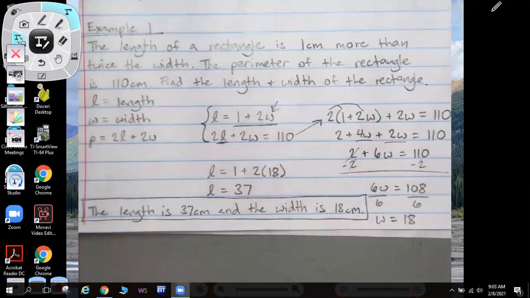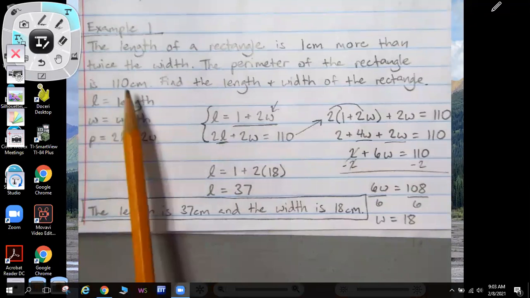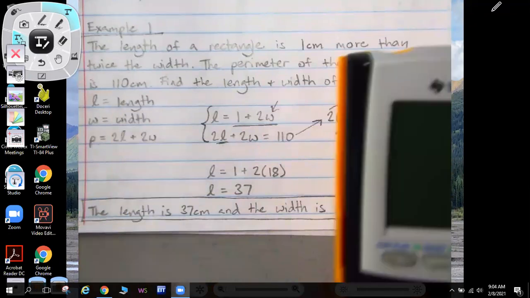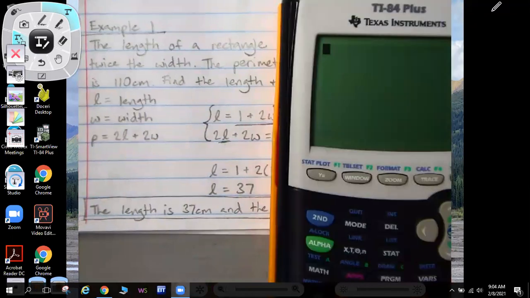Can check our answer. If we look at the perimeter, we're told the perimeter is 110 centimeters. So that means 37 plus 37 plus 18 plus 18 should equal 110, and it does.